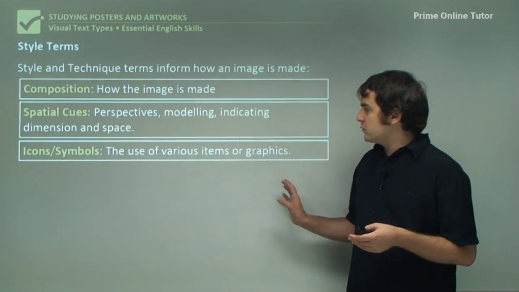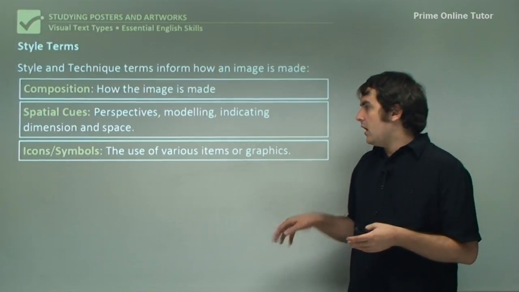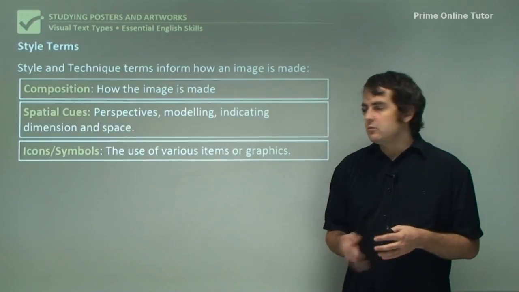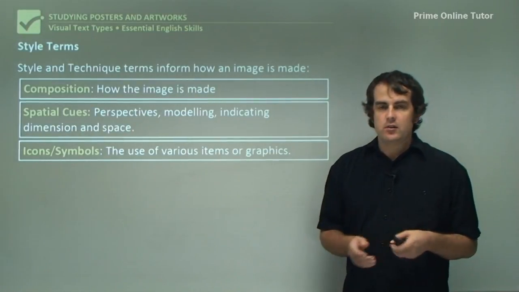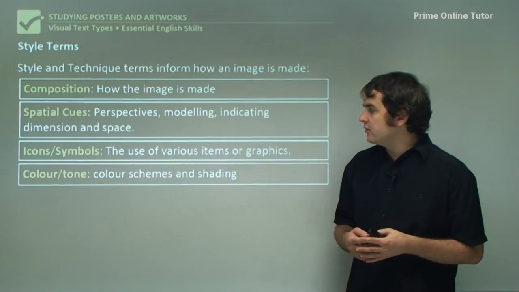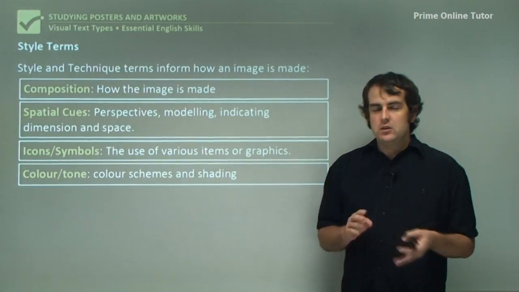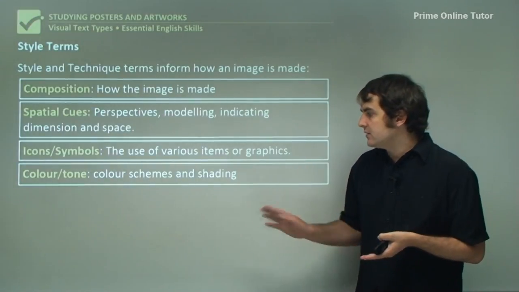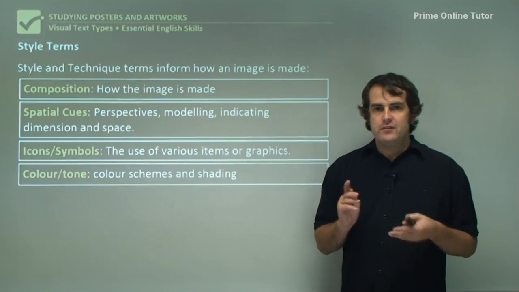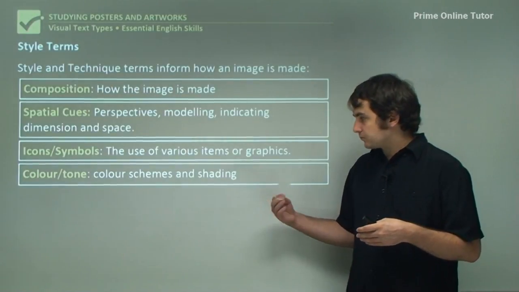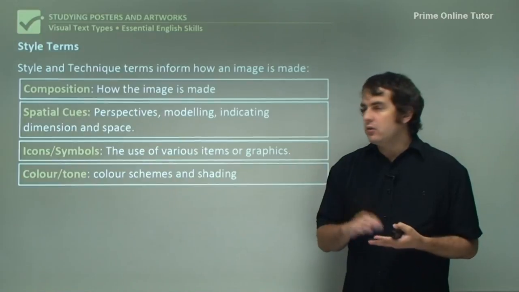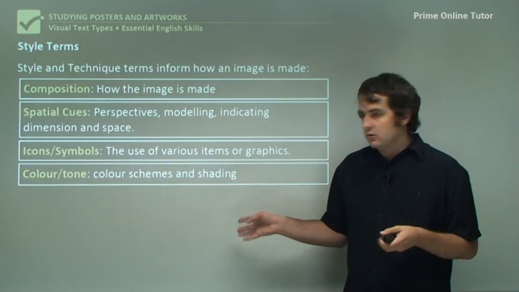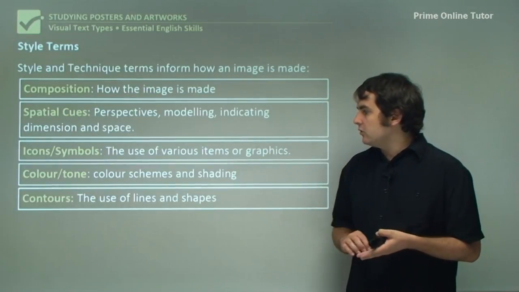These are things which are created to denote certain things. Icons are essentially like symbols, but ones that you would use quite commonly, ones that immediately tell you where to go. Color and tone, so color schemes and shading. You'll be looking at not only the vibrancy of the color in the color scheme, but the shading of it. So whether there's shadow, whether there's various things placed upon the image and the color of it, and even things like textures are also covered by this. And finally, contours, so the lines and shapes.